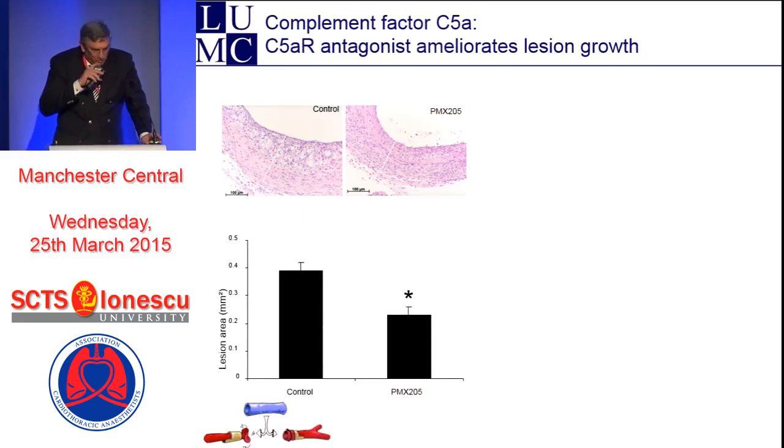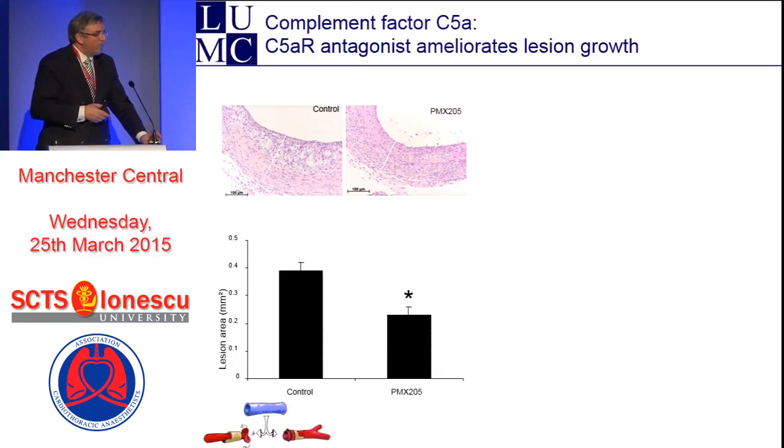And then the last part of the story will be zooming in on the complement factor 5a, which brings a very interesting aspect to our thoughts. First of all, we could block C5a by using a compound that blocks the receptor, and I can convince you very easily that this blocking has an effect on intimal hyperplasia in the vein graft lesions very nicely.